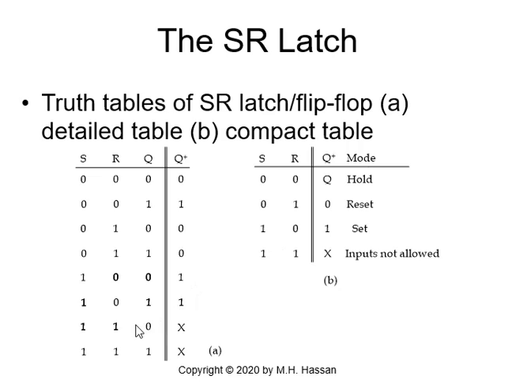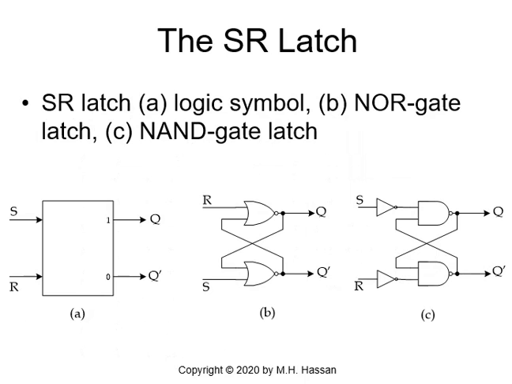Now the problem will appear in the last two rows of the SR detailed truth table, when S equals R equals 1. See what will happen. And why this is a big problem, because this is what we call inputs that are not allowed, because we will have an invalid state. Okay? So let's go back to the diagram. Now, R equals 1, and S equals 1.